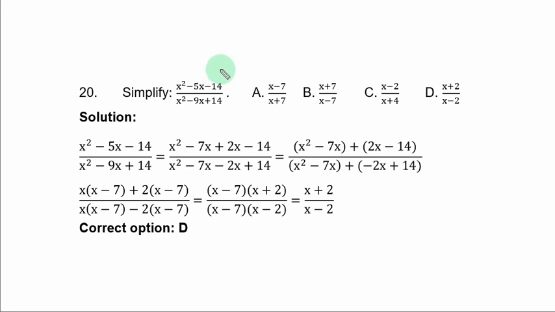Question 20. Simplify s squared minus 5s minus 14 over s squared minus 9s plus 14. Don't make the mistake of cancelling 14 with 14. No, what you have is a quadratic expression in both numerator and denominator, and you are expected to factorize both sides. So if you factorize, you have this final result. You see that there are 2 common factors, they will cancel out, and you are left with s plus 2 over s minus 2. So D is the correct option.